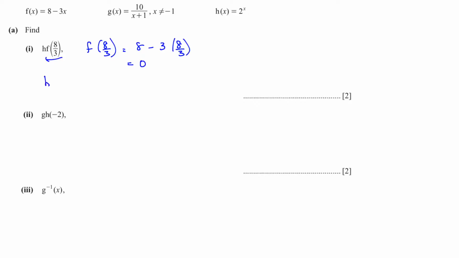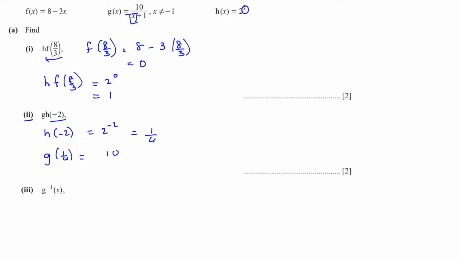So now, in place of x in h, we will put 0. So 2 to the power of 0 is 1. The same we are going to do in part 2. First, we will find h of negative 2. 2 to the power of negative 2 will give you 1 over 4. And then replace the x in g with 1 over 4. So g of 1 over 4 is 10 over 1 over 4 plus 1, that will give us 8.